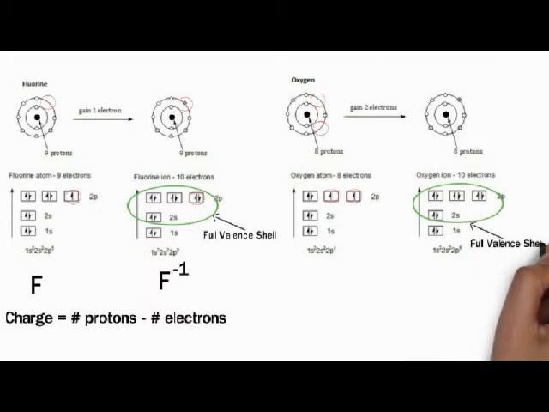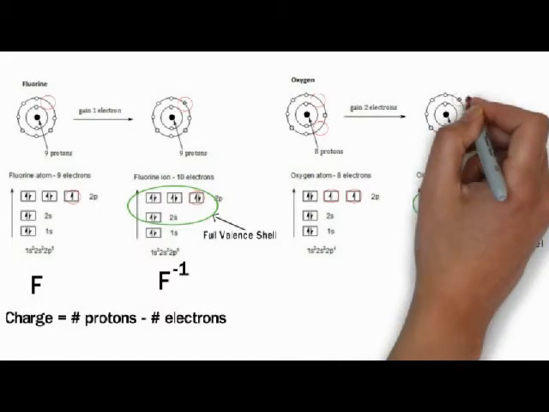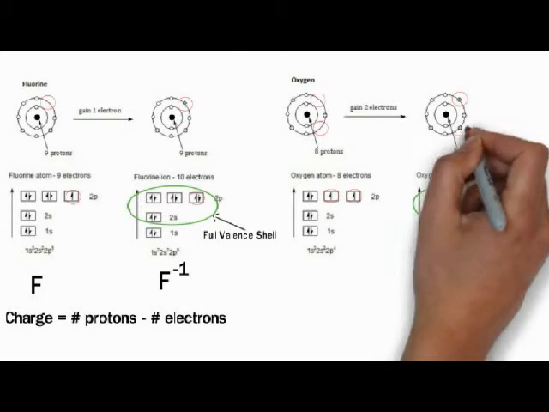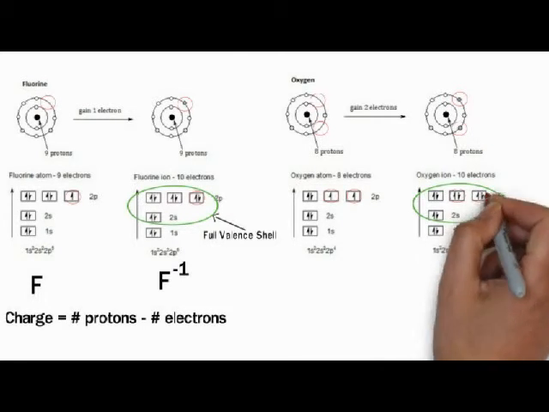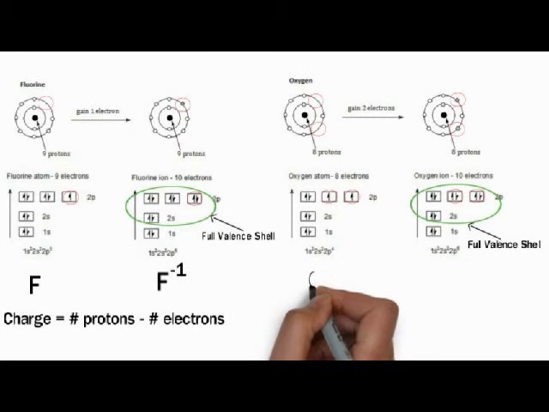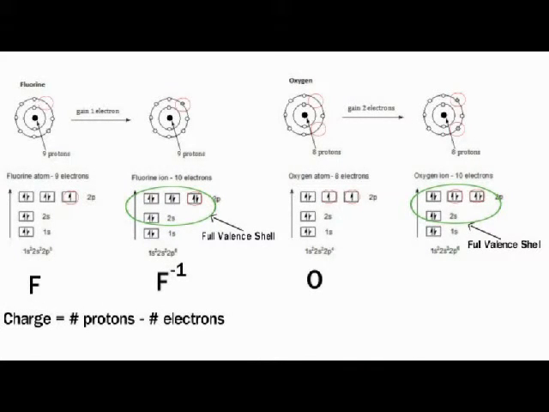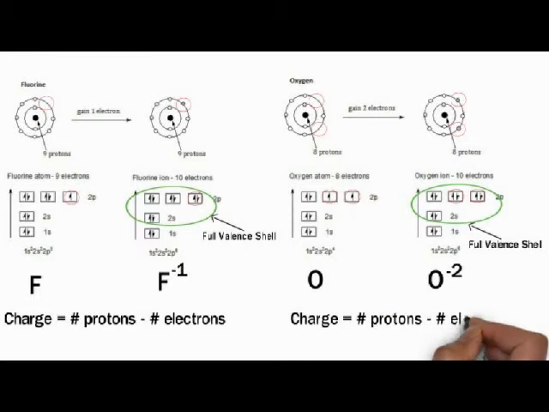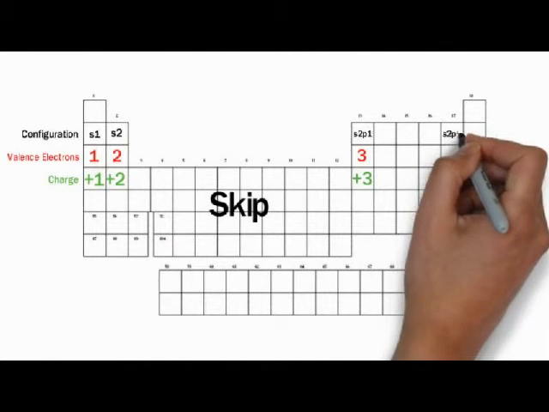Now, in this case, since we're gaining 2 electrons, we're going to have a charge of -2. The oxygen atom, which has a total of 8 electrons, is just oxygen, no charge, a neutral atom. But the oxygen ion, the oxide, is a -2. And again, that's because charge equals number of protons minus number of electrons, which in this case is 8 minus 10, which gives us our -2.